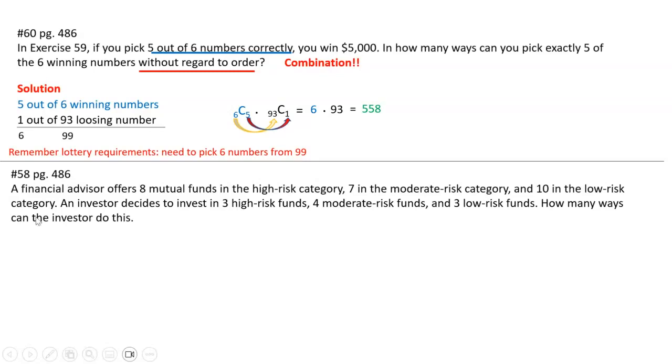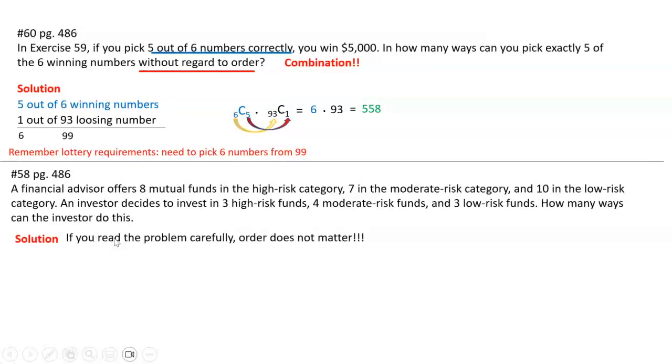Okay. Now this is number 58 on page 486. It says a financial advisor offers 8 mutual funds in the high risk category, 7 in the moderate risk category, and 10 in the low risk category. An investor decides to invest in 3 of the high risk funds, 4 of the moderate risk funds, and 3 of the low risk funds. How many ways can the investor do this?